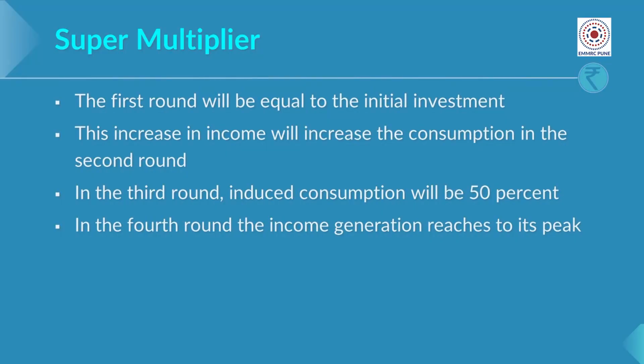Continuing with the example, in the fourth round, the income generation reaches its peak, and that is 41.25 crores due to the super multiplier effect, that is the combined effect of multiplier and accelerator. After that, from the fifth round, the income generated will start decreasing.